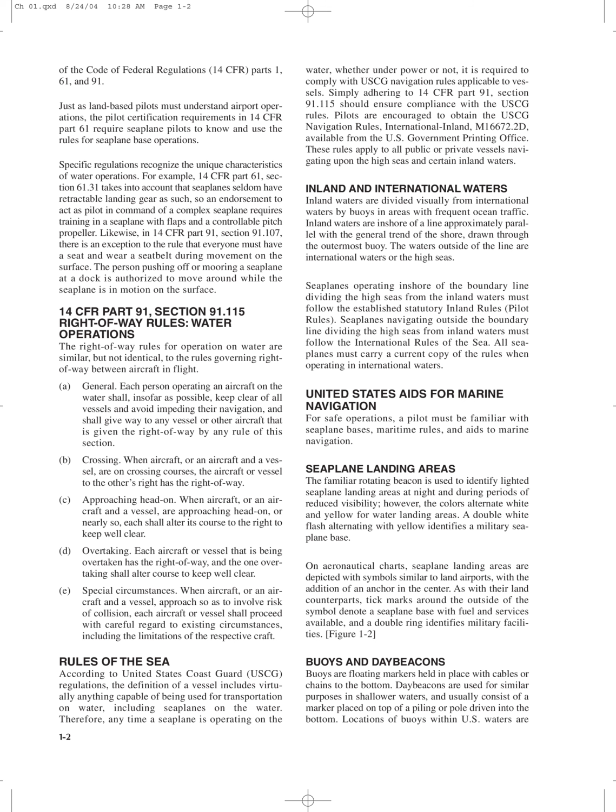However, the colors alternate white and yellow for water landing areas. A double white flash alternating with yellow identifies a military seaplane base. On aeronautical charts, seaplane landing areas are depicted with symbols similar to land airports, with the addition of an anchor in the center. As with their land counterparts, tick marks around the outside of the symbol denote a seaplane base with fuel and services available, and a double ring identifies military facilities.